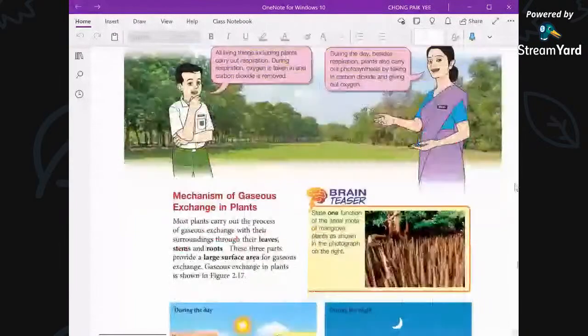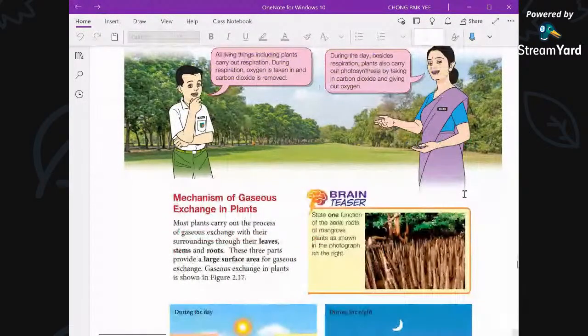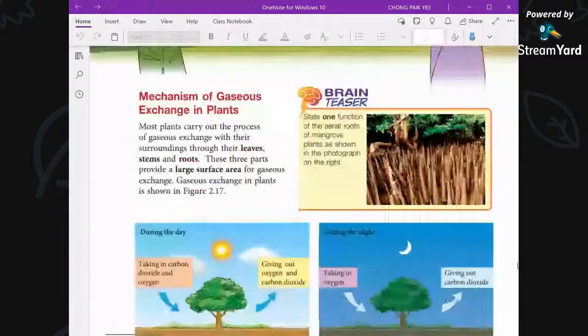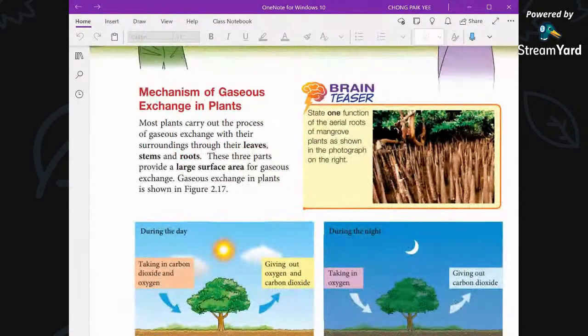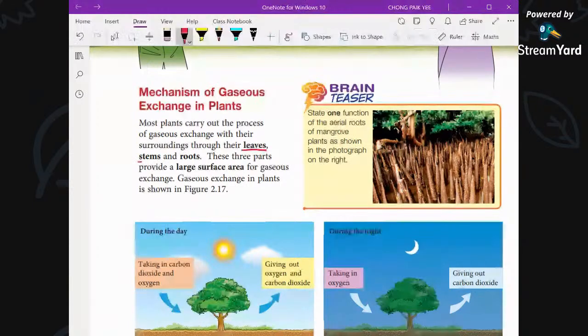First of all, let's revise a little bit. Plants carry out the process of gaseous exchange with their surrounding through their leaves, stems, and roots. So there are 3 places whereby you have gaseous exchange. That means gases coming in and gases going out from the cells of the plant. You have the leaves, and most of the gaseous exchange occurs through the leaves. You also have the stem, which is the part above the ground, and also the roots, which is below the ground.